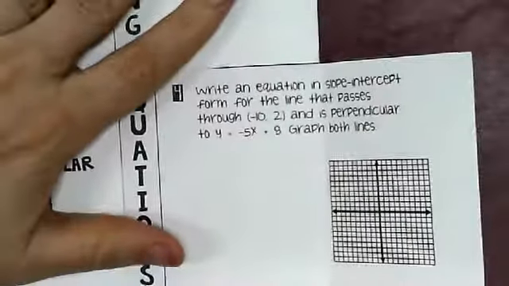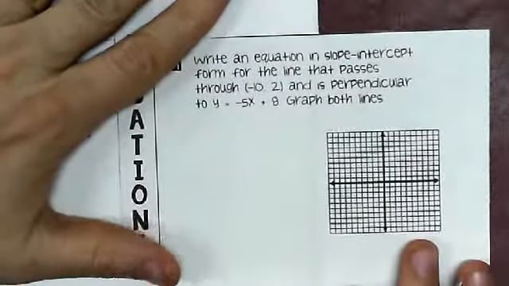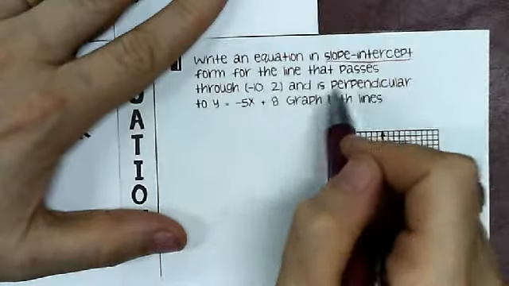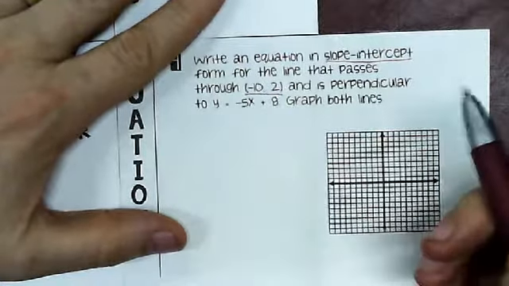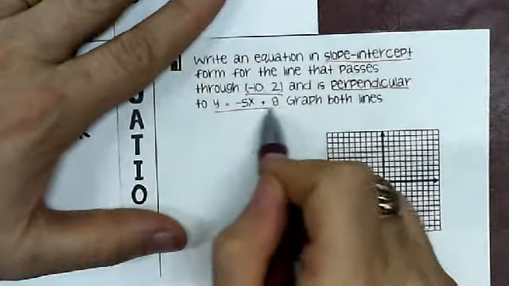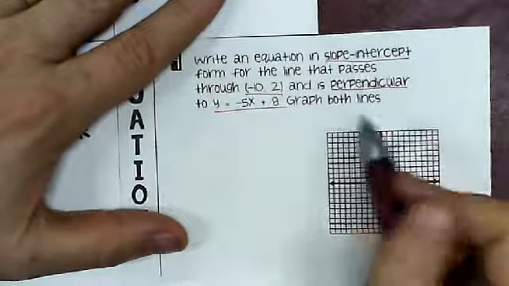All right. For perpendicular lines, we're going to do the same thing. I want it in slope-intercept form. I want it to go through (-10, 2), and I want it perpendicular to this line. And of course I want to graph both lines.